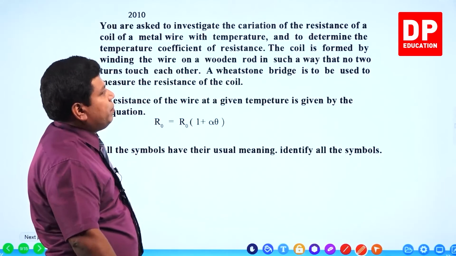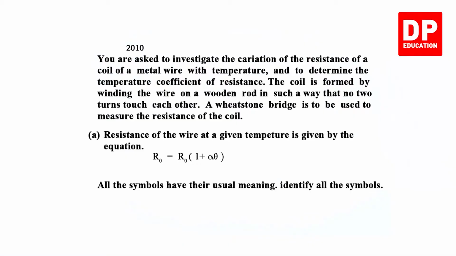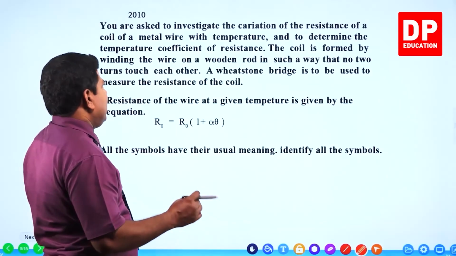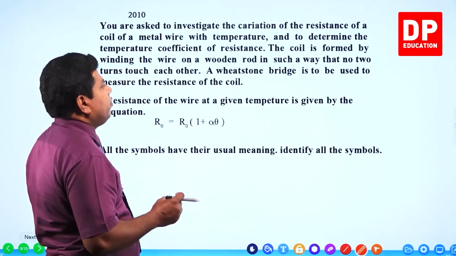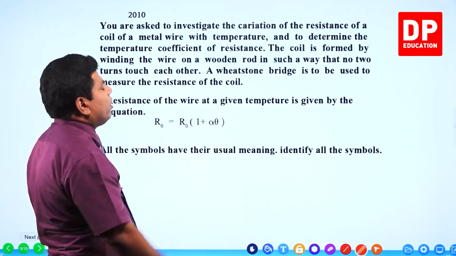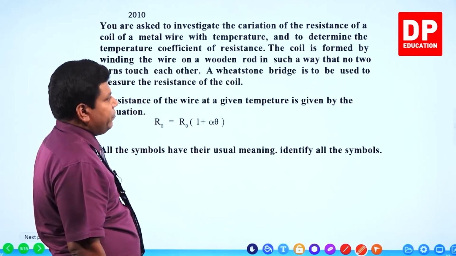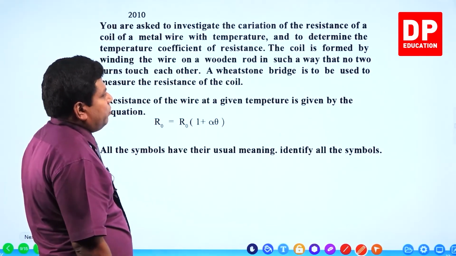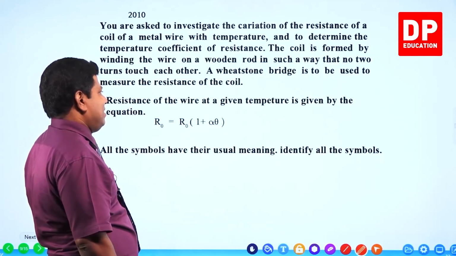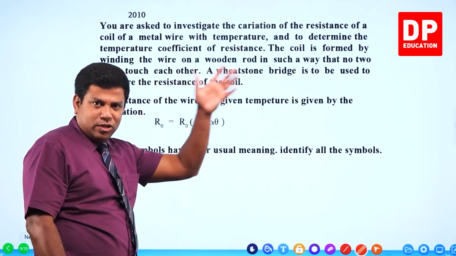Now let's see another paper, 2010. You are asked to investigate the variation of the resistance of a coil of a metal wire with temperature and to determine the temperature coefficient of resistance. Same thing. The coil is formed by winding the wire on a wooden rod in such a way that no two turns touch each other. A Wheatstone bridge is to be used to measure the resistance of the coil. Wheatstone bridge, the usual meter bridge.